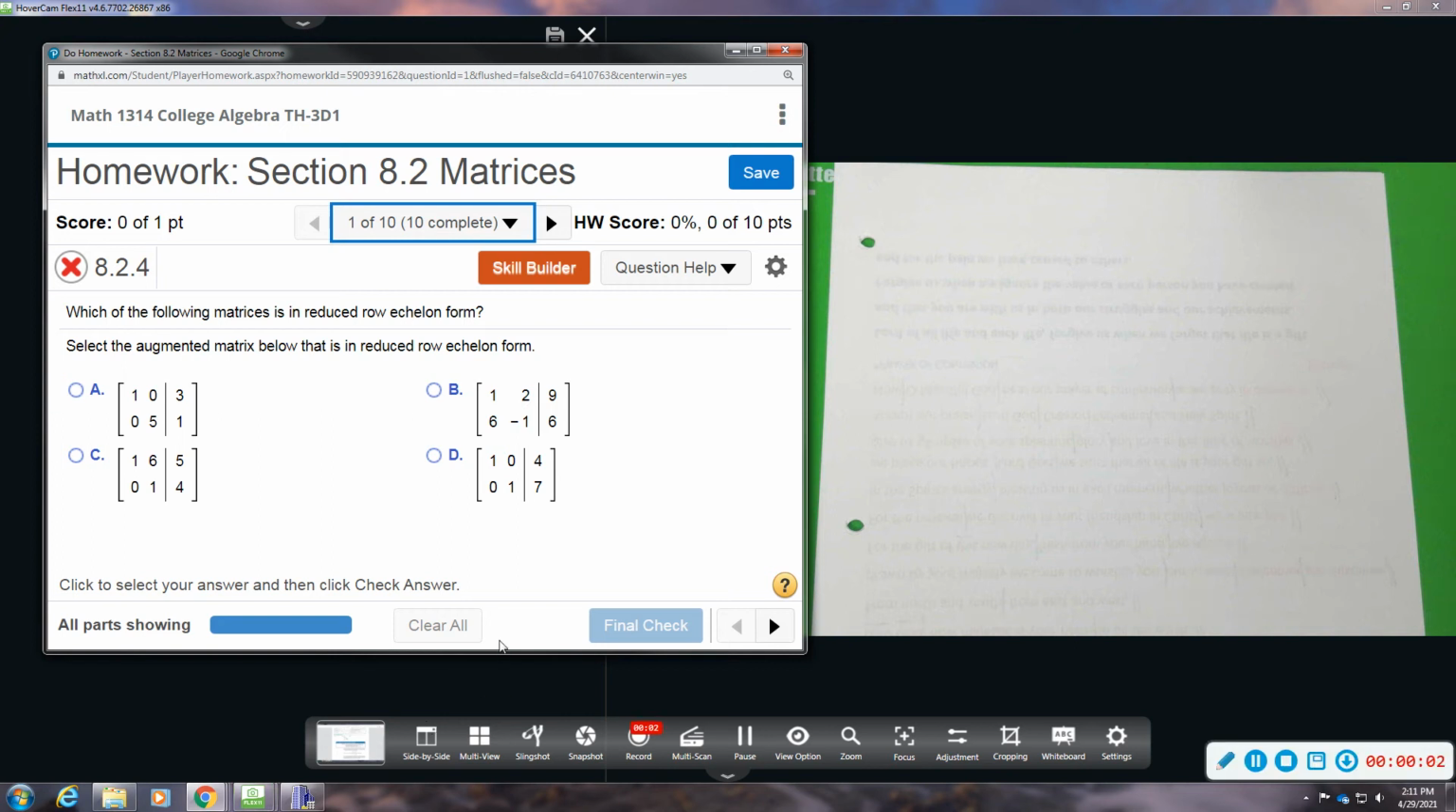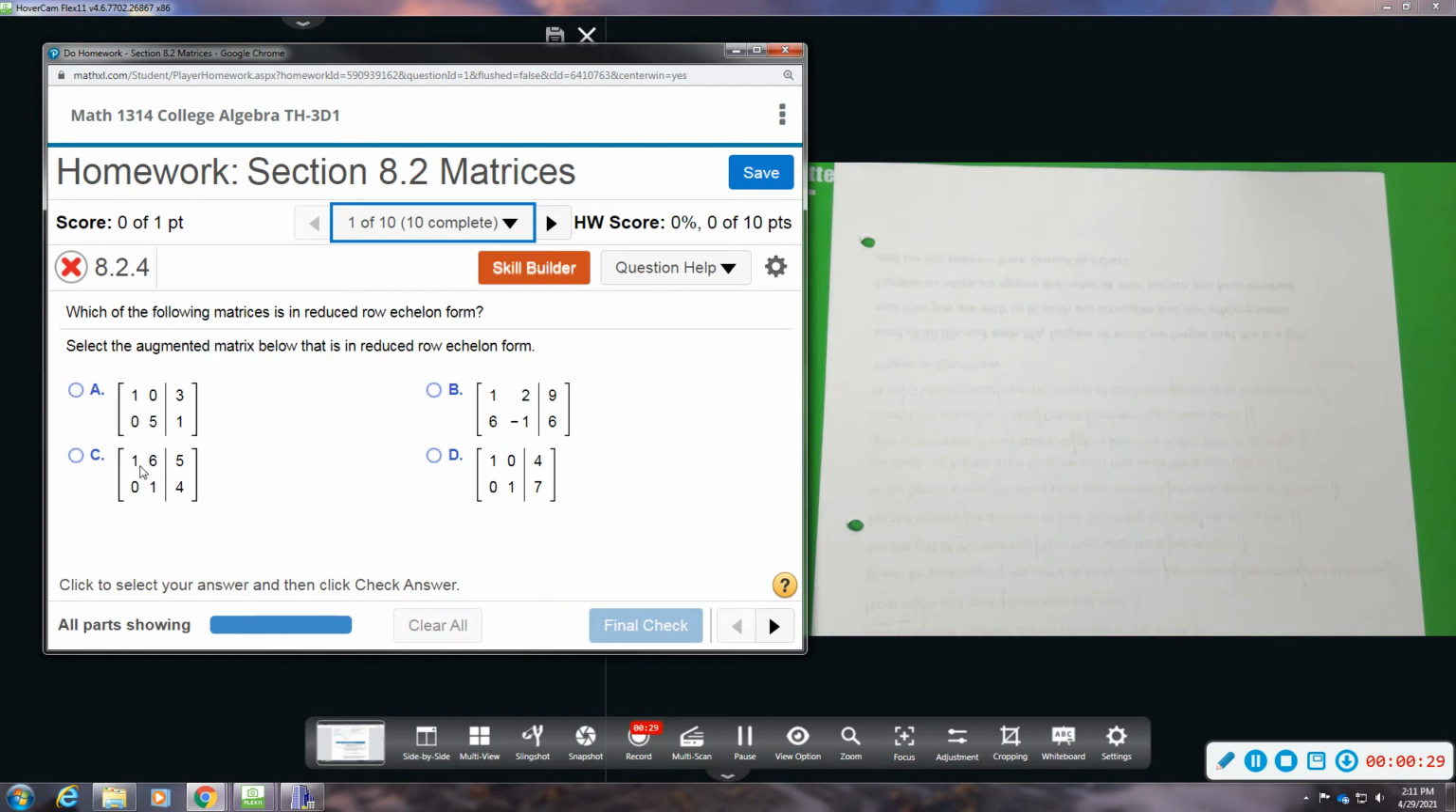All right, 8.2, number 1, we want to know which of these following matrices is in reduced row echelon form. Reduced row echelon form means we're going to have ones down the diagonal, 0 everywhere else. So this one does not meet the criteria. And we're not talking about the other side of the vertical bar, just the main part of the matrix.